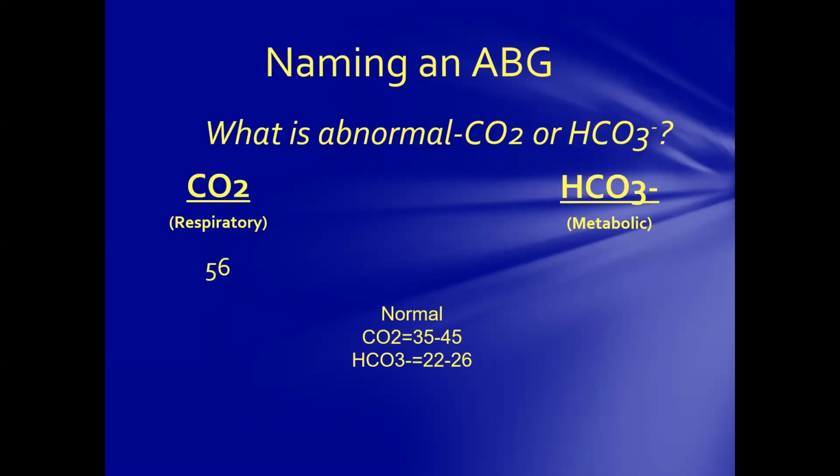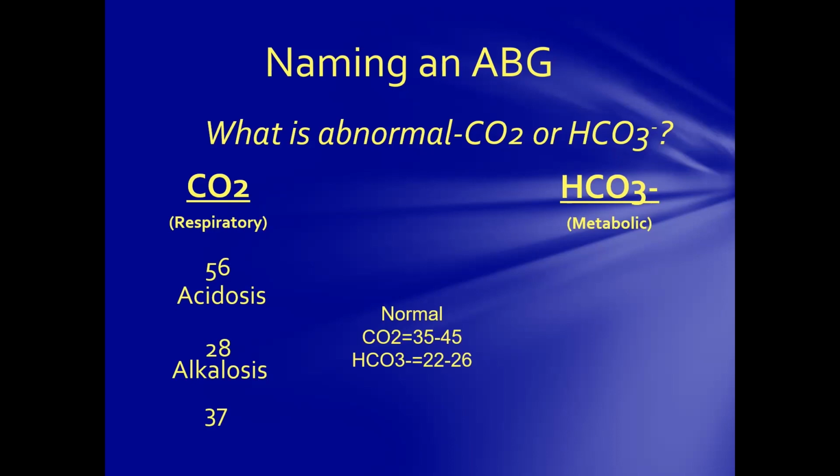So if we have a CO2 of 56 that is greater than our normal, 35 to 45, meaning we have more acid in the body, therefore it's acidosis. If our CO2 is 28, that's lower than normal, meaning we don't have as much acid in our body, and it's alkalosis. If our CO2 is 37, that falls within our normal category of 35 to 45.